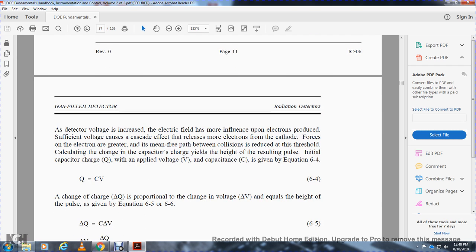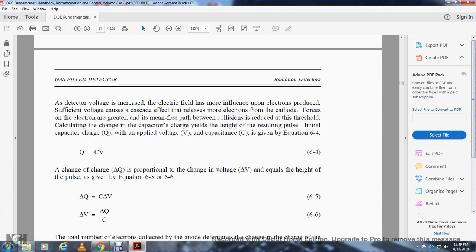The initial capacitor charge is equal to the capacity times the applied voltage. The change in the capacitor charge is proportional to the change in voltage and equal to the height of the pulse, given in equation 6.5 and 6.6. Alright, the initial capacitor charge is equal to the capacitance times the voltage, and the voltage is equal to the initial capacitor charge over the capacity.